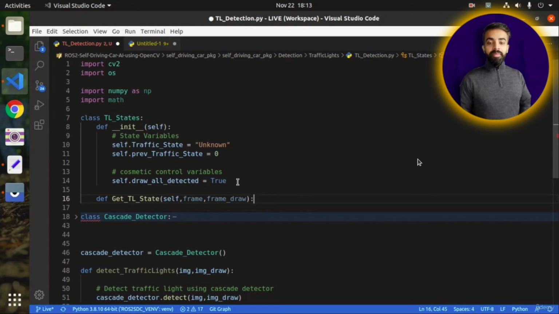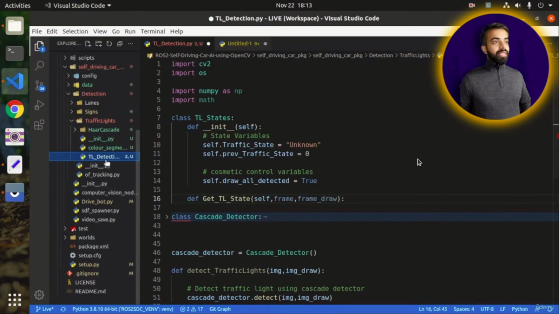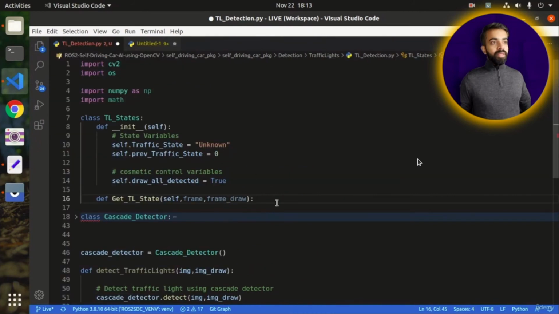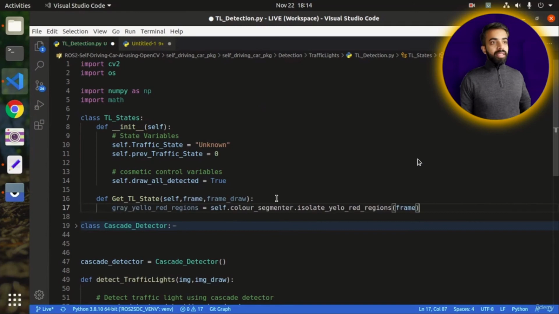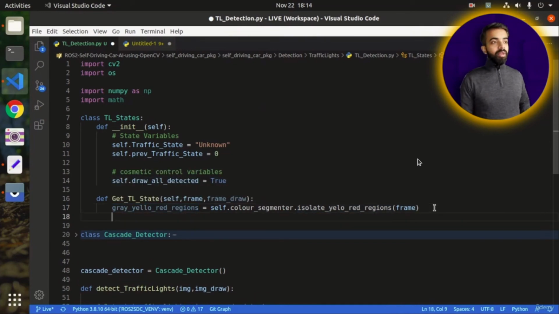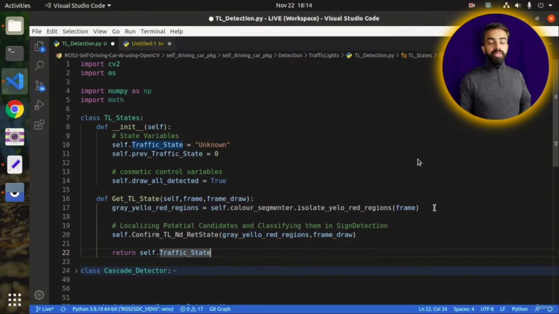I've already created a separate class for this that I've named as color segmentation.python file. Now, what we simply need to do inside the get traffic light states function is call this function of the color segmented class, that is isolate yellow red regions, and pass in the frame, and this gives us the grayscale of the yellow red regions segmented out. This output becomes the input of the second step, that is the confirm traffic light and retrieve states function. This confirms the traffic light, and then once confirmed, it retrieves the state of the traffic light and passes it as an output.